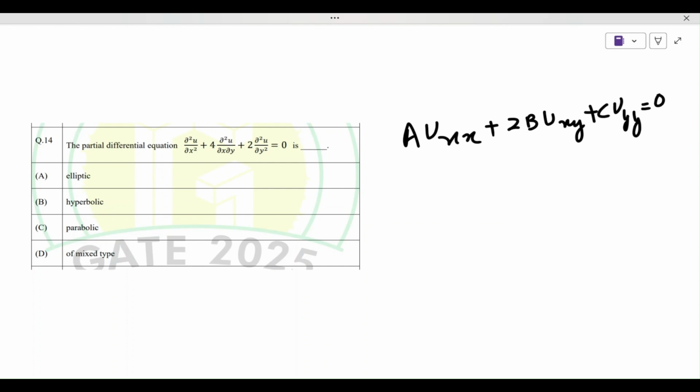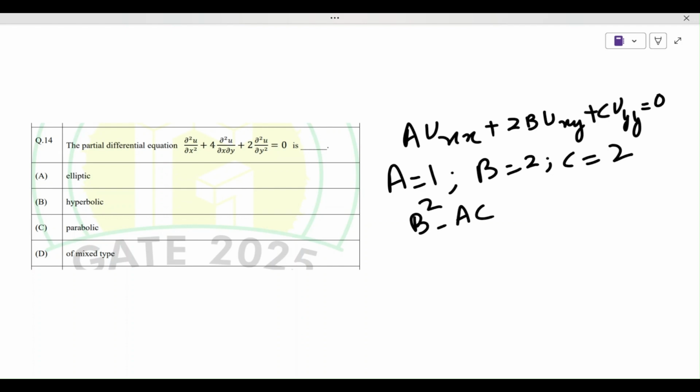If we compare, the value of a here is 1, b is equal to 2, and c is equal to 2 again. So the discriminant is b square minus ac, which is 2 square, that is 4, minus 1 into 2, that is 2. If the value is positive, that is greater than 0, then the equation represents hyperbolic. So the answer is option B.